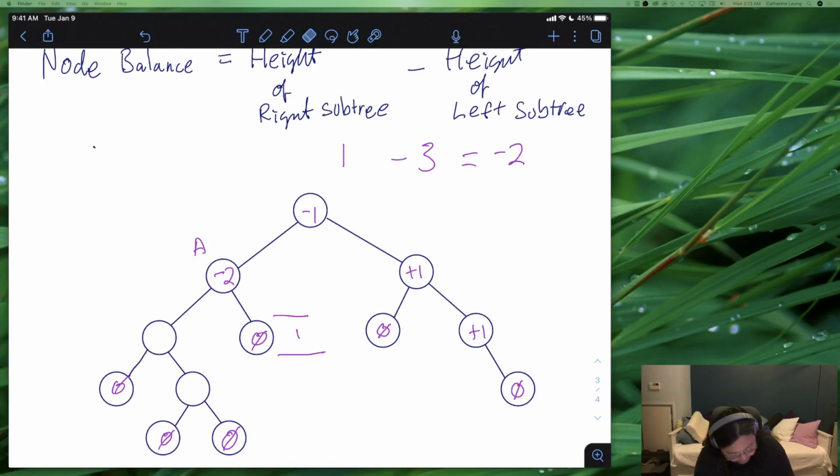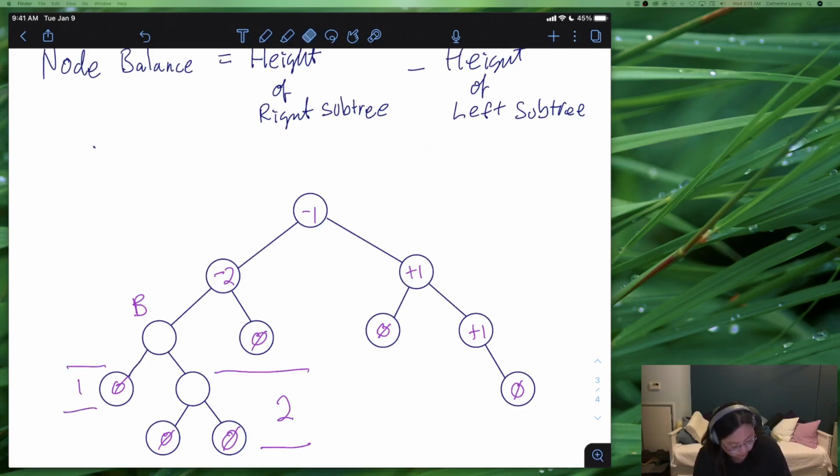Let's take a look at B. B over here. What is the balance of B? Now, again, what is the height of the right subtree? This is 2. What is the height of the left subtree? This is 1. So 2 minus 1 will give you a total of positive 1. So the balance at B is positive 1.